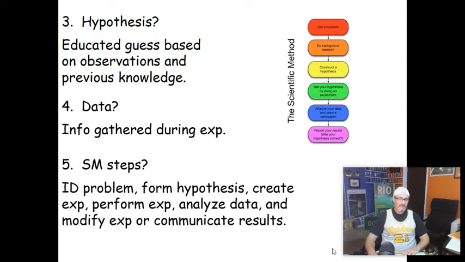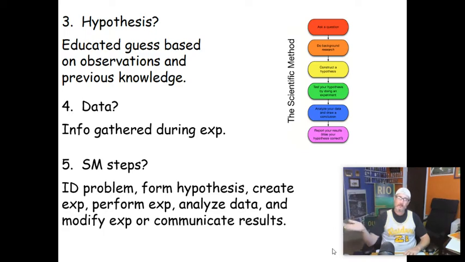Steps of the scientific method. There are different scientific methods, but basically you identify a problem. You form a hypothesis. So you're going to have some sort of an observation before you come up with your hypothesis. You're going to create the experiment, which is basically the procedure. You're going to come up with the steps necessary to run that experiment. You're going to do the experiment. You're going to analyze the data or analyze your results. And then you're going to modify the experiment.